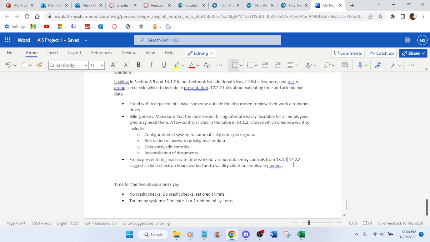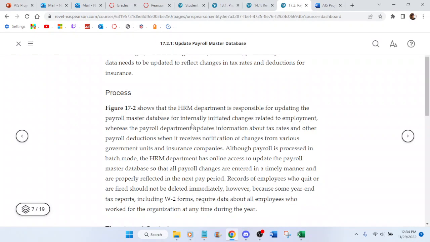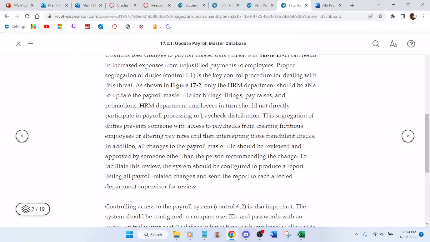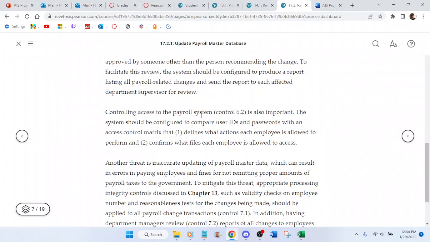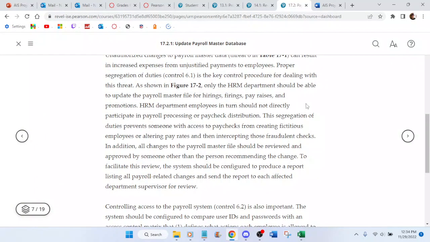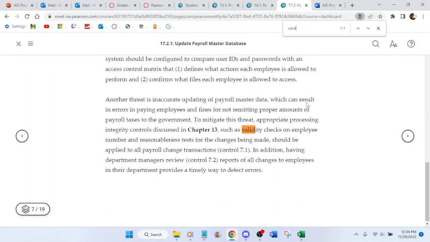What else? I mean, there's another thing we could do here. What else is there? Let's see. They have a few more things, don't they? Where did Brett find this? Oh my goodness, there's more than one. Validity.